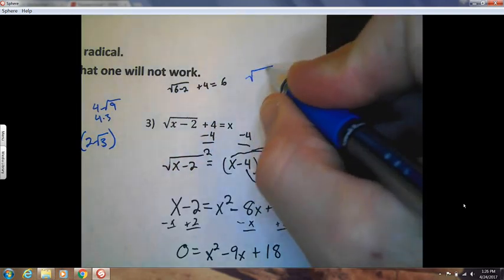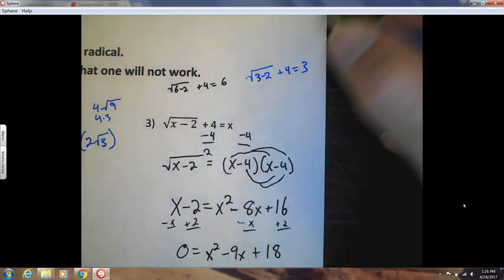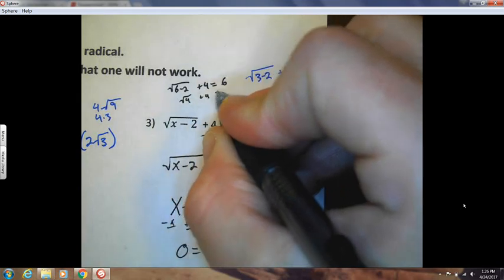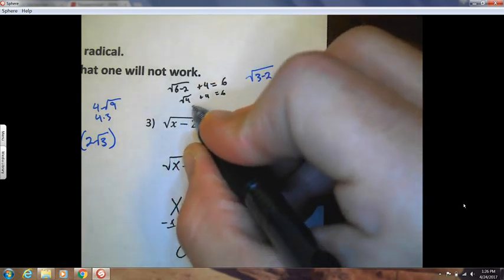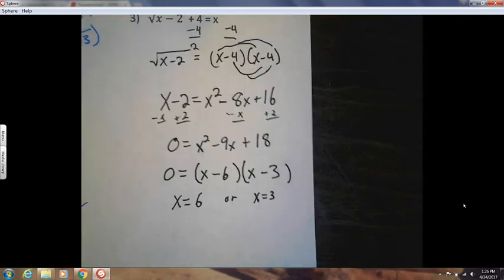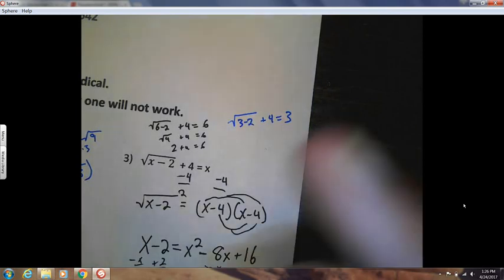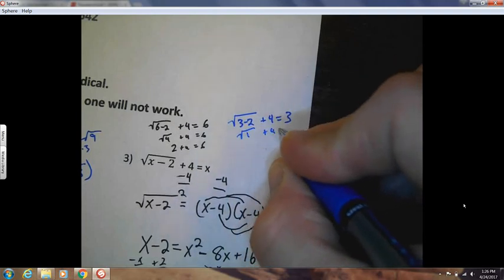6 minus 2 is 4. Square root of 4 is 2. So 4 plus 2 does equal 6. So 6 works. Now I'm going to try 3. 3 minus 2 is 1. Square root of 1 is 1. 1 plus 4 equals 5. Does not equal 3. So 3 does not work.